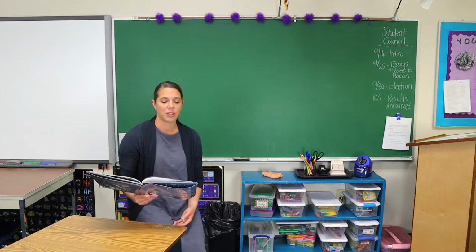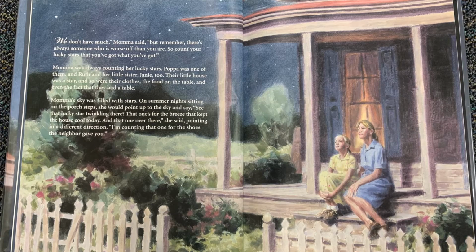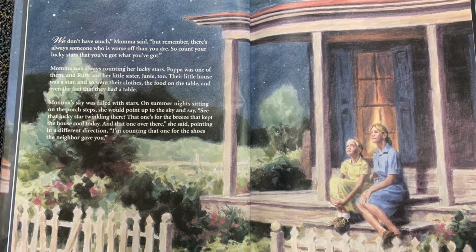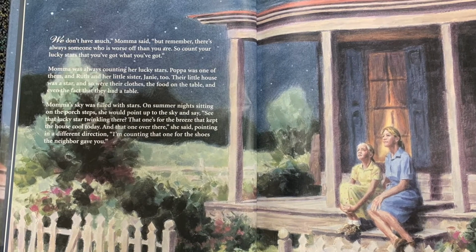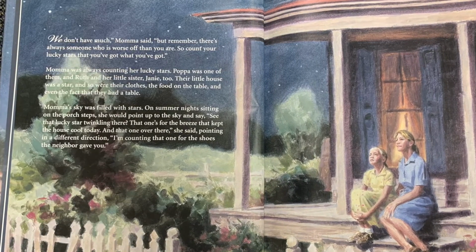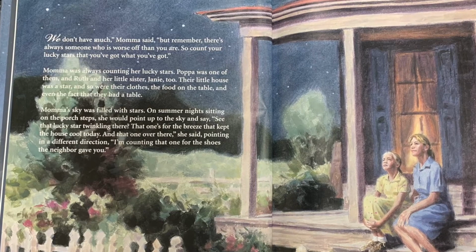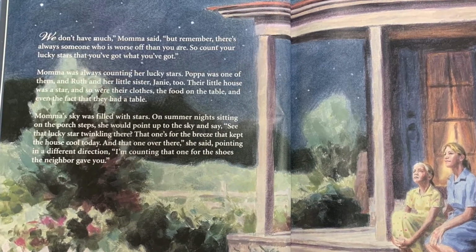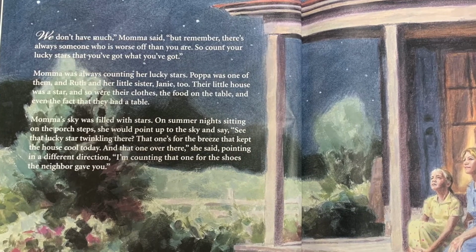All right, we don't have much, Mama said, but remember there's always someone who is worse off than you are. So count your lucky stars that you've got what you've got. Mama was always counting her lucky stars. Papa was one of them, and Ruth and her little sister Janie too. Their little house was a star, and so were their clothes and the food on the table and even the fact that they had a table.